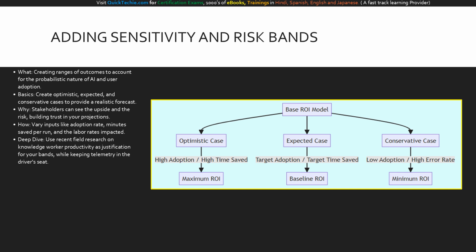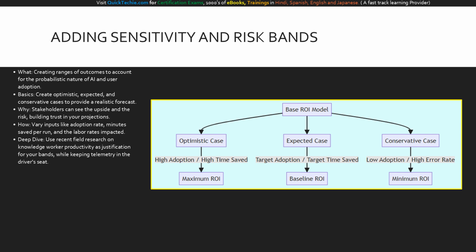It starts at the top with our single base ROI model. From there, we branch out into 3 distinct scenarios: the optimistic case, the expected case, and the conservative case. Notice the conditions attached to the arrows. The optimistic path assumes high adoption and high time saved, leading to maximum ROI. The expected path assumes we hit our targets, leading to baseline ROI.